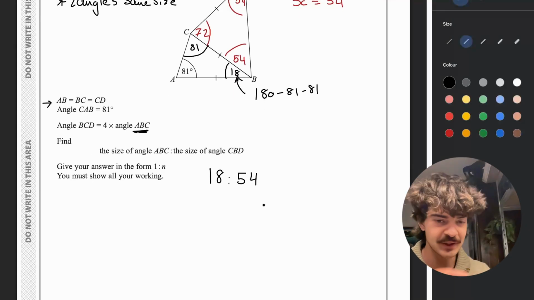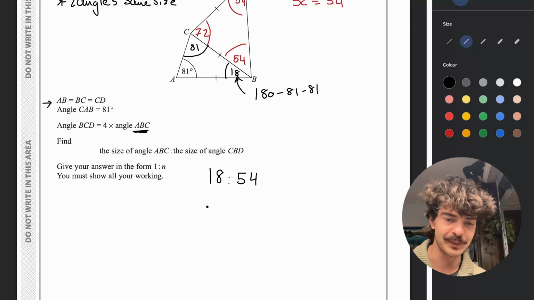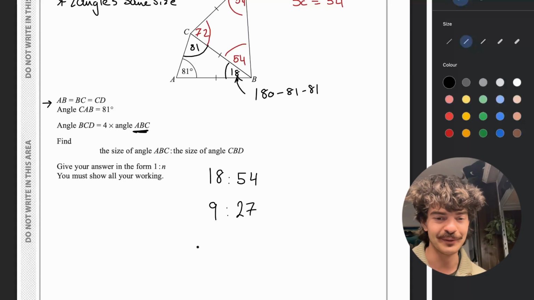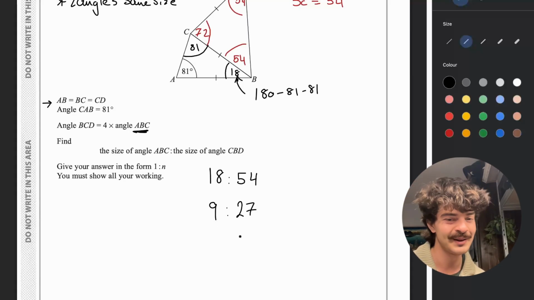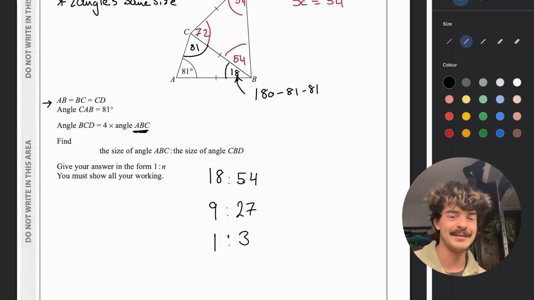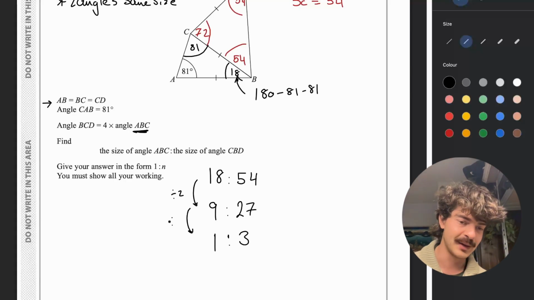Well, you might be able to spot it super quickly, but I'm going to say let's just divide by 2. 9, and then we've got 27. You might also spot it from here, realizing both of them are divisible by 9. Maybe you would, maybe you wouldn't, but yes, 1 and 3 is the final one. So just to be super clear, that was a divide by 2, then divide by 9.